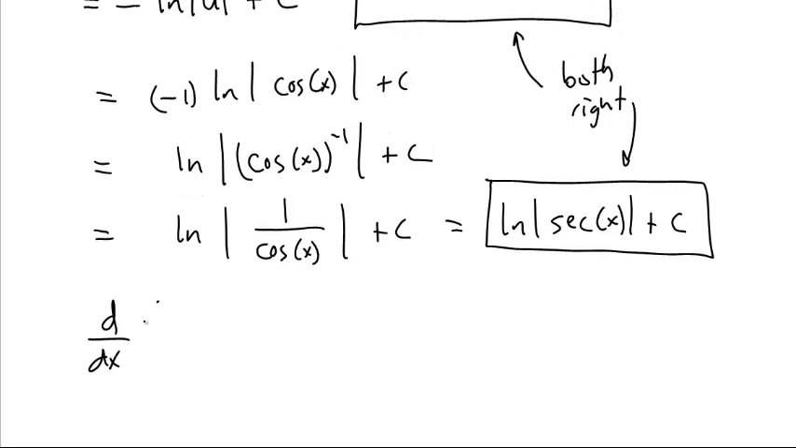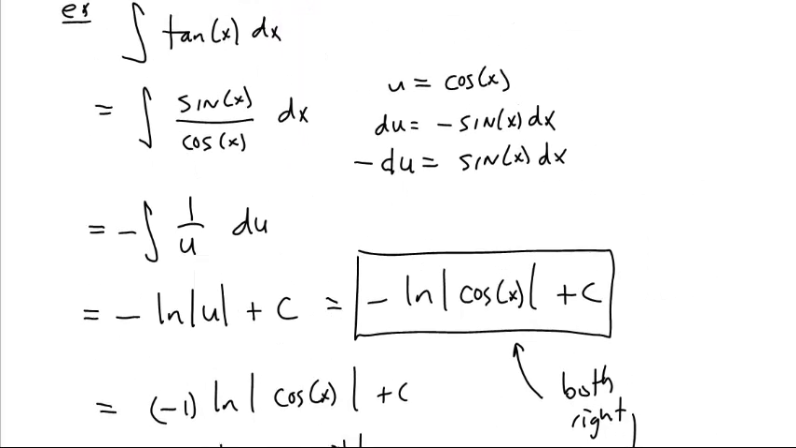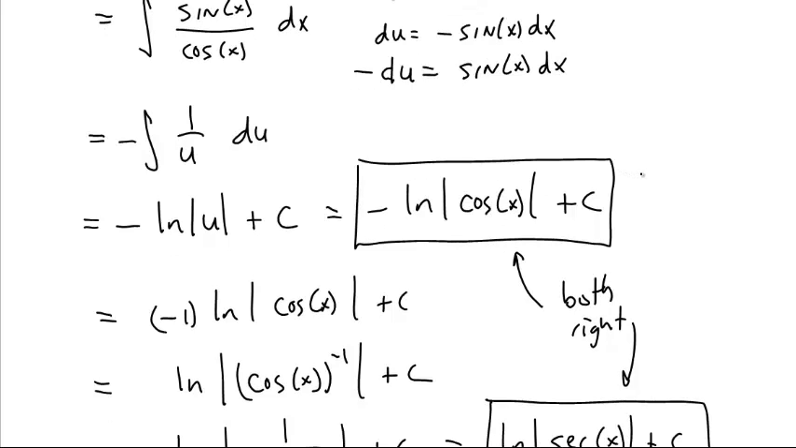The derivative of the natural log of secant of x plus c is what? The derivative of natural log of anything is 1 over that thing, secant x, times the derivative of what's inside, and the derivative of what's inside is derivative of secant, which is secant x tangent x, and the derivative of c is nothing, and the secants cancel out, resulting in nothing but tangent, which is what we wanted. Bang! If you take the derivative of this, you get the same thing.